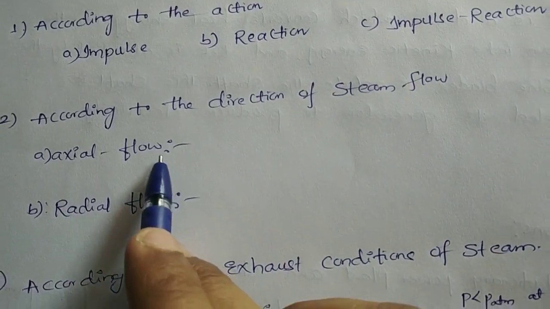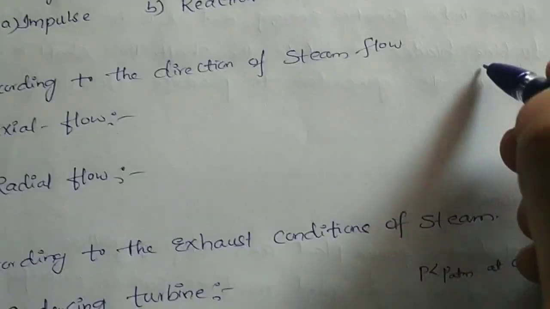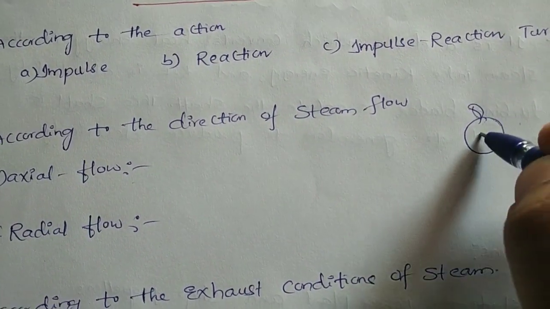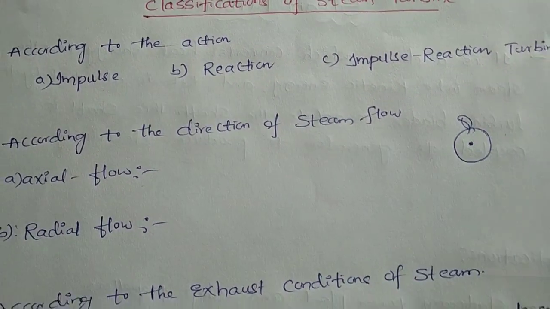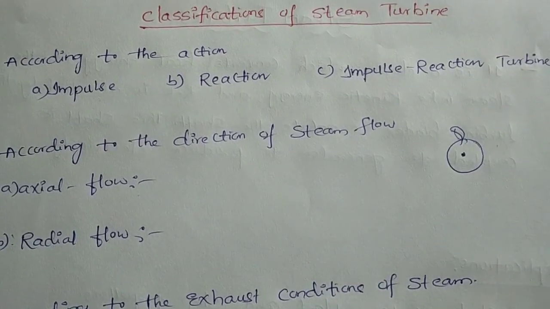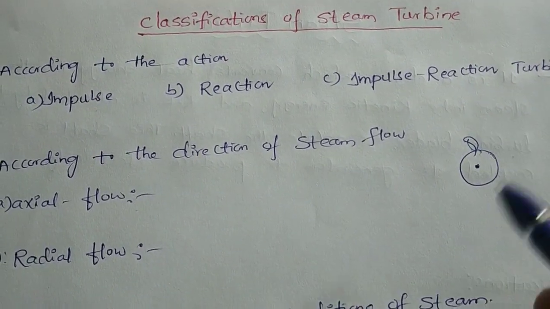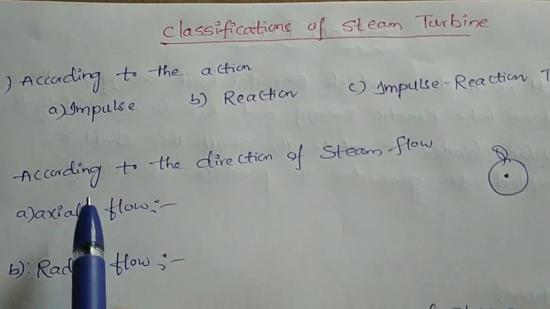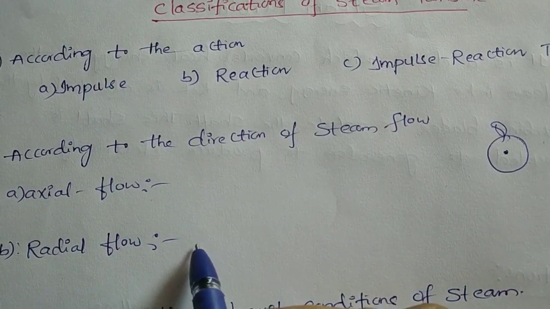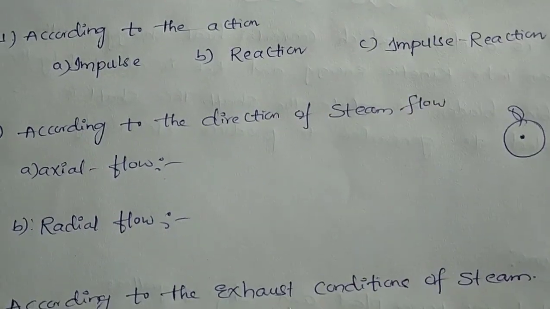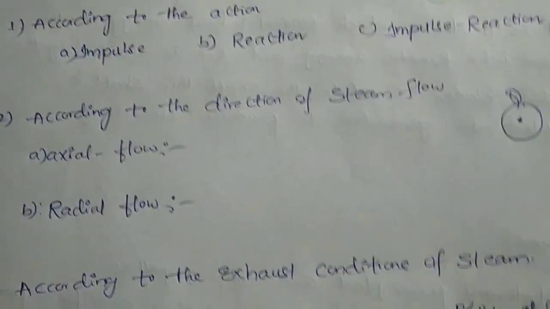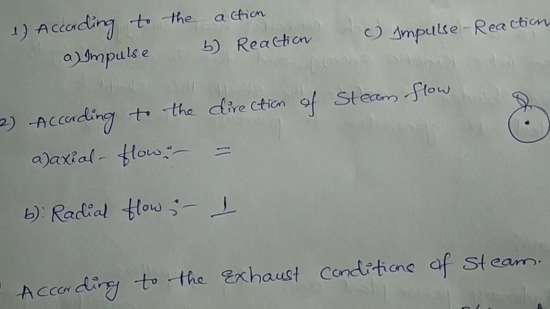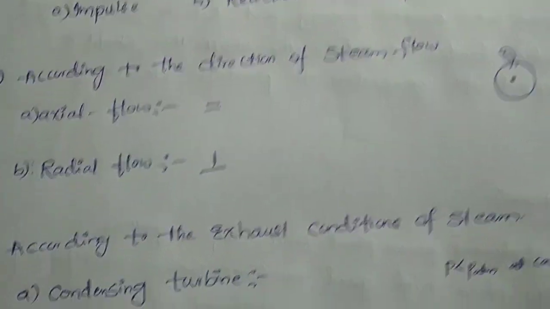Next one, according to the direction of steam flow. For example, here the turbine blades are there. The turbine is rotating, and there is some axis. Throughout the axis only the turbine will rotate. If the steam is flowing along the direction of the axis, that is called axial flow. If it is perpendicular to the axis of the turbine, then it is called radial flow. This is perpendicular to the axis and this is parallel to the axis.